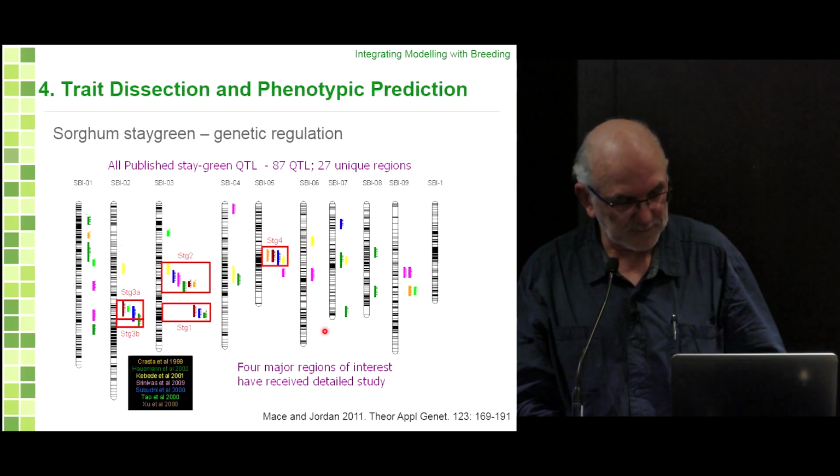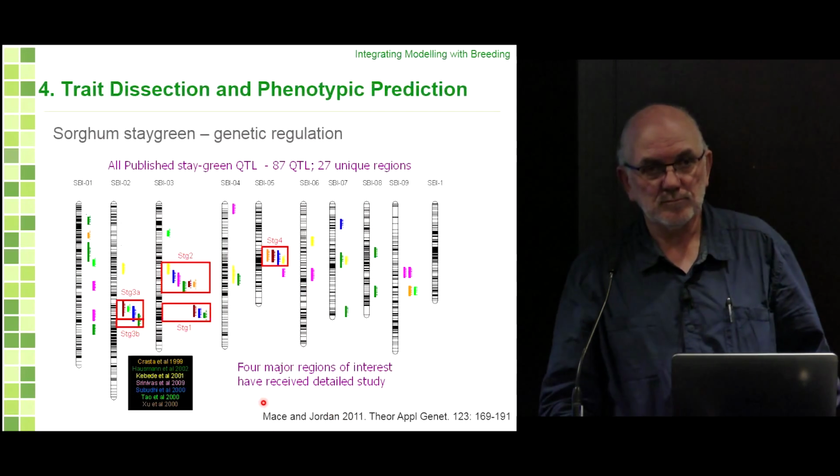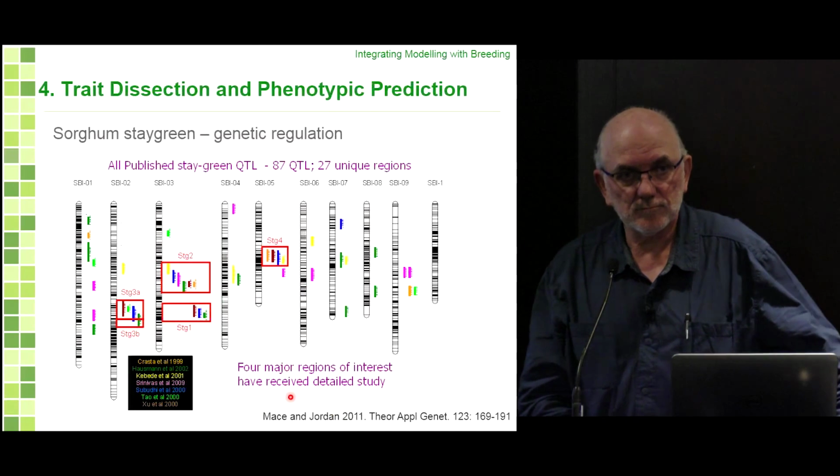I have a question about how you phenotype the stay green. How do you distinguish that from differences in days to maturity?